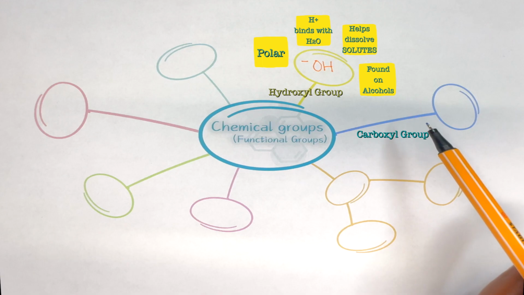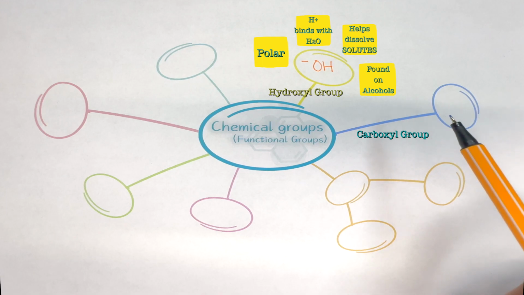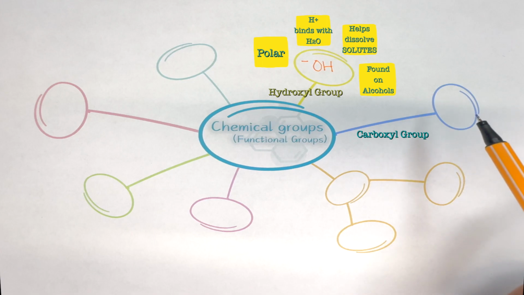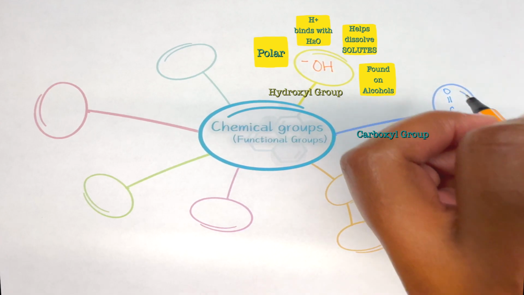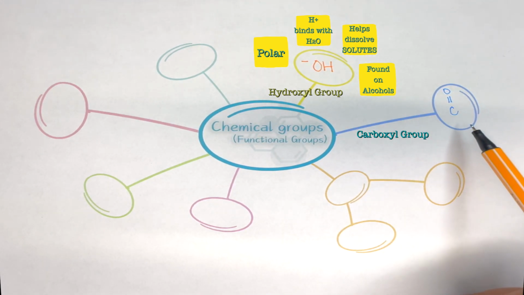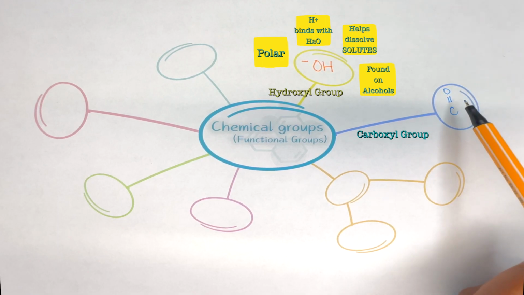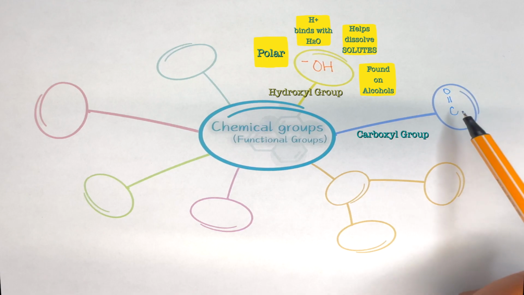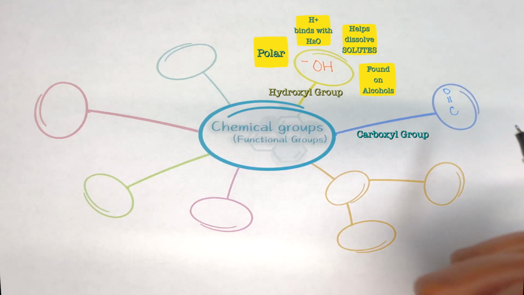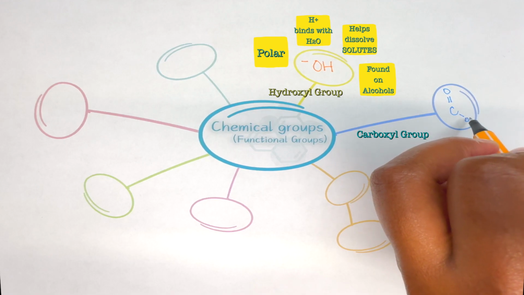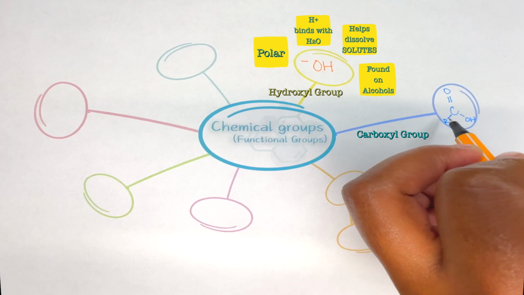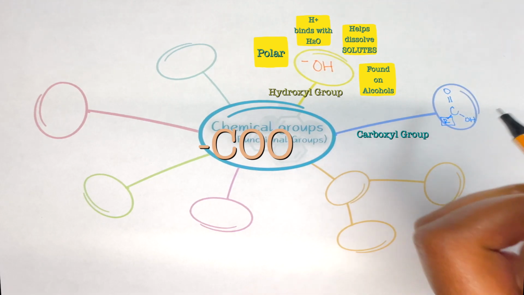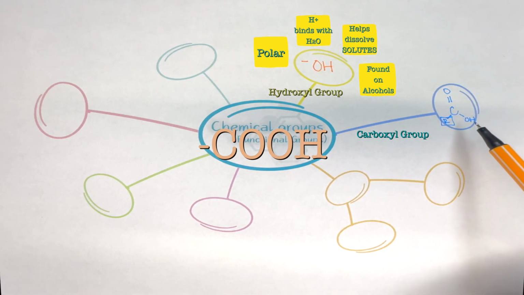Next, we have the carboxyl group. When it comes to the carboxyl group and the next couple of groups that we'll talk about, you want to look for a carbon double bonded to an oxygen, like so. Whenever you're looking at a molecule, make sure you're looking for that carbon double bonded to that oxygen. You just want to look at what's coming off of that. So if you see a hydroxyl group coming off of it, and on the other side you have the rest of the molecule, this is a carboxyl group.